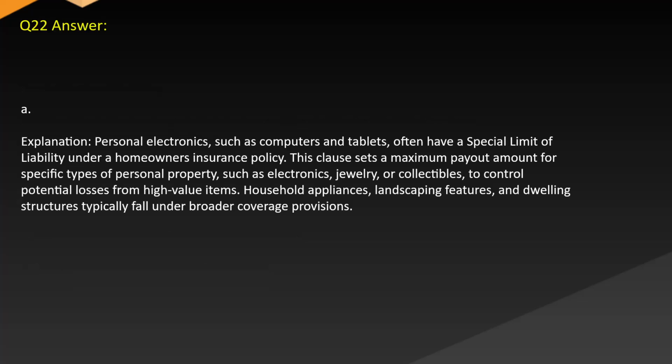Answer: A. Explanation: personal electronics such as computers and tablets often have a special limit of liability under a homeowner's insurance policy. This clause sets a maximum payout amount for specific types of personal property, such as electronics, jewelry, or collectibles, to control potential losses from high-value items. Household appliances, landscaping features, and dwelling structures typically fall under broader coverage provisions.